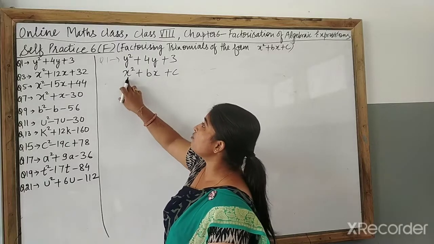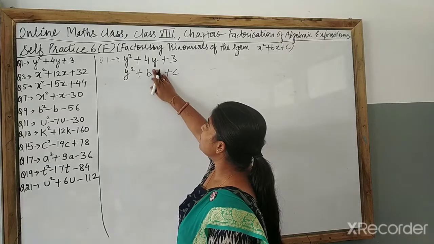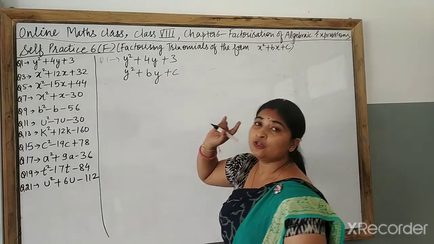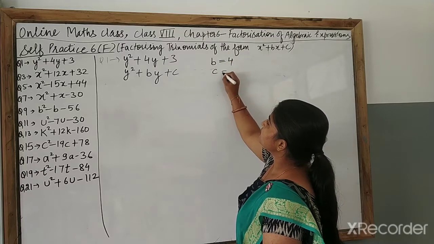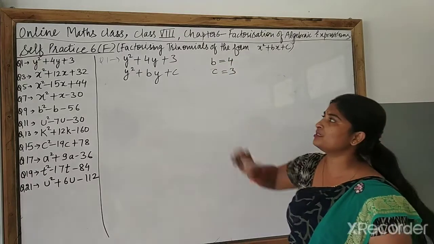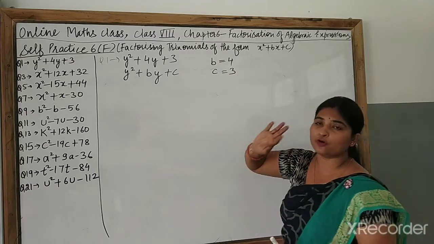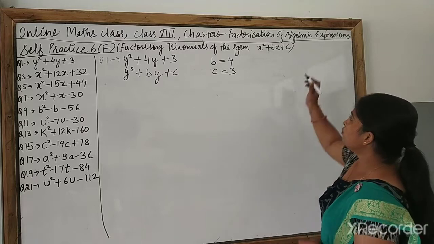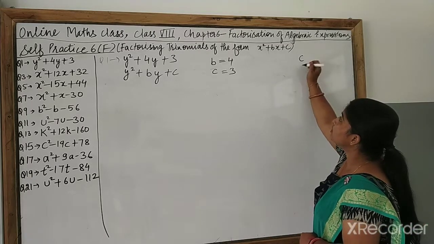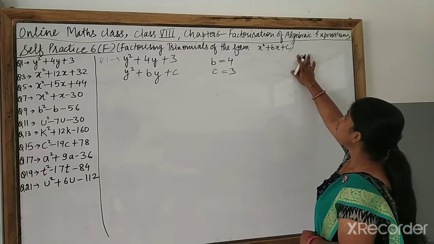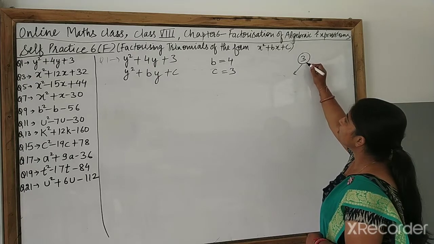In place of x you are having y, so the variable is y, so I will compare with y square plus by plus c. So tell me what is the value of b and what is the value of c. Very easy, by comparison we can tell that c is 3 and b is 4. Now what do we have to do? I will just find the factors of this c. What is c? c is 3. So find the factors or product of 3.